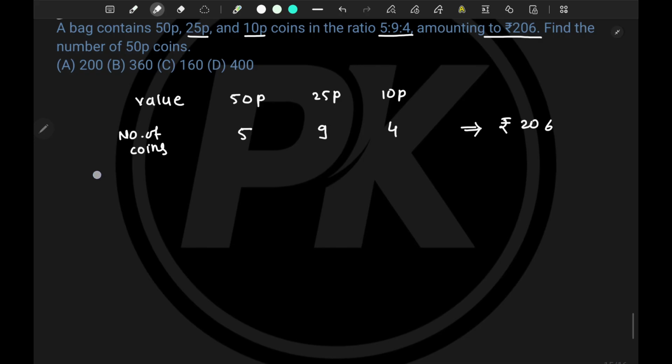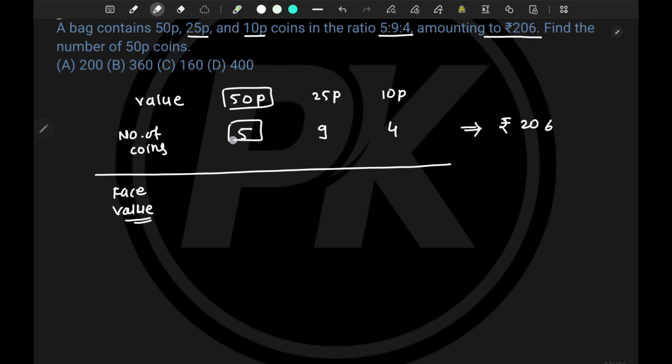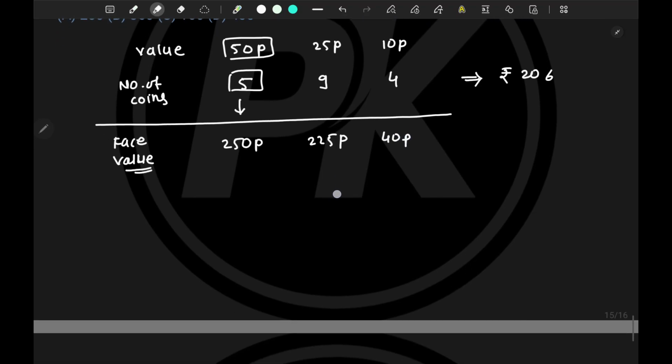See, in such problems, what we have to do is find out the face value. Okay. Now, what is the face value? So we have 50 paisa, 5 coins. What is the total face value of those coins in that particular set? So let's find out. This will be 250 paisa, right? And now 25 paisa, if I have 9 coins, then I have 225 paisa. Similarly 10 paisa, if I have 4 coins, the total value will be 40 paisa, right?